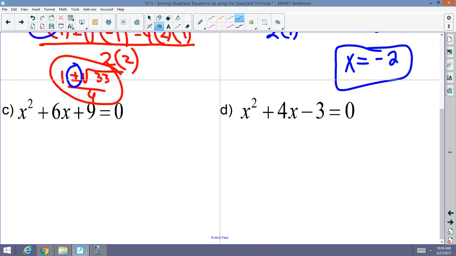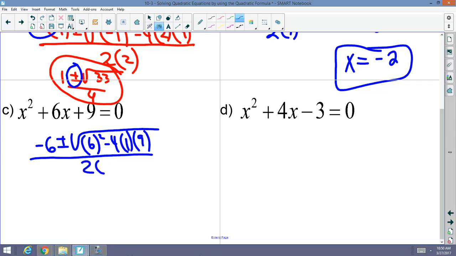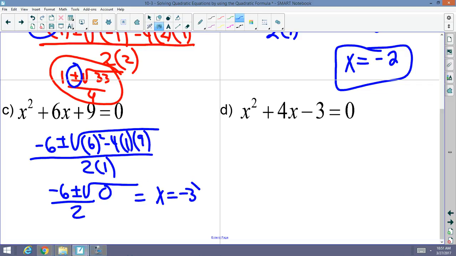Next, it's already in standard form. And again, I can factor this. This is factorable. But I want you guys to practice the quadratic formula. So negative b plus or minus the square root of b squared minus 4 times a times c over 2 times a. So negative 6 plus or minus the square root of 36 minus 36. Hey, 0 again. So x equals negative 3.